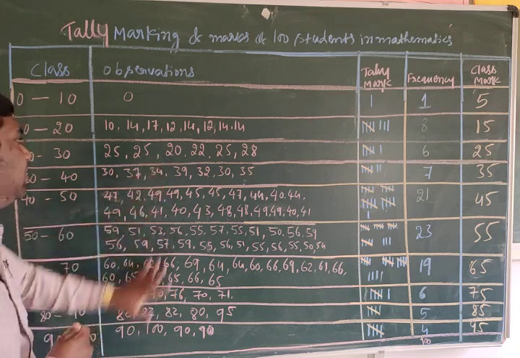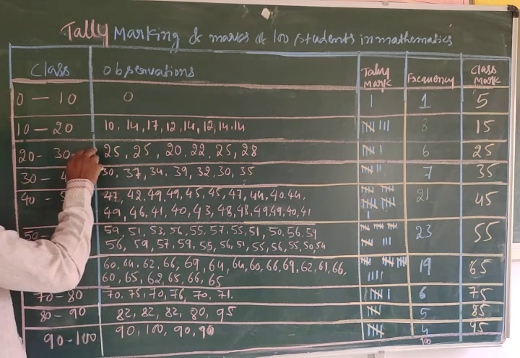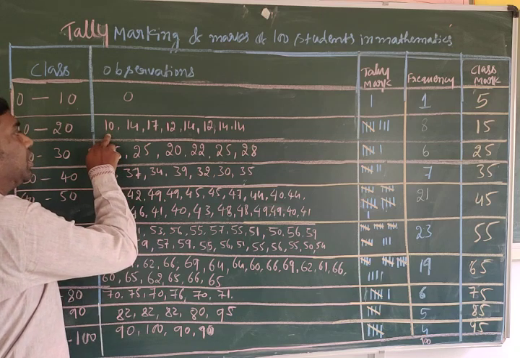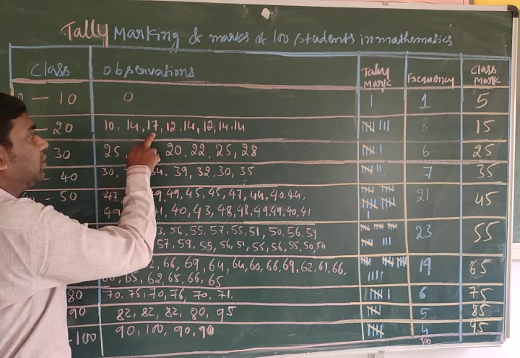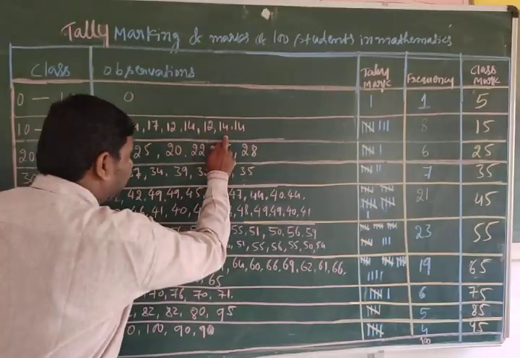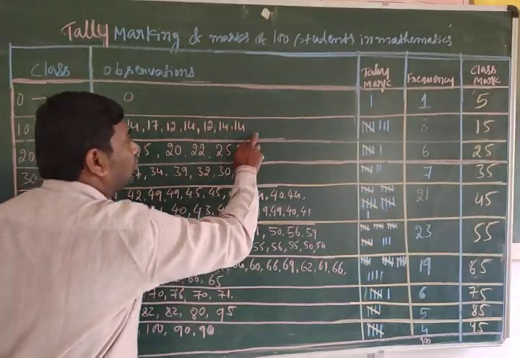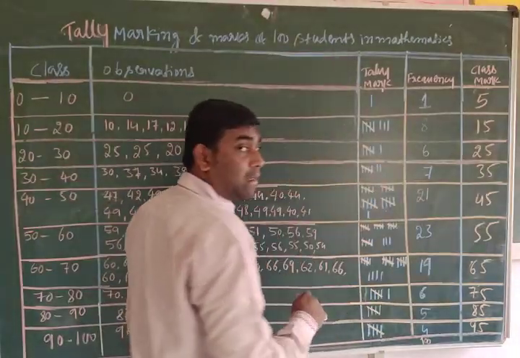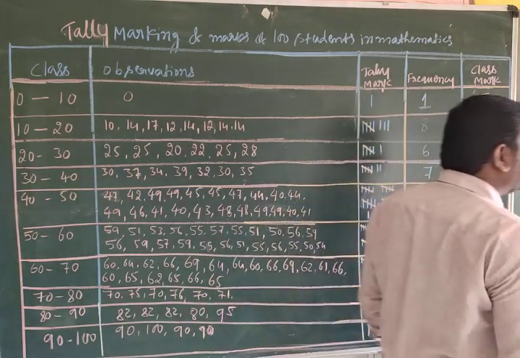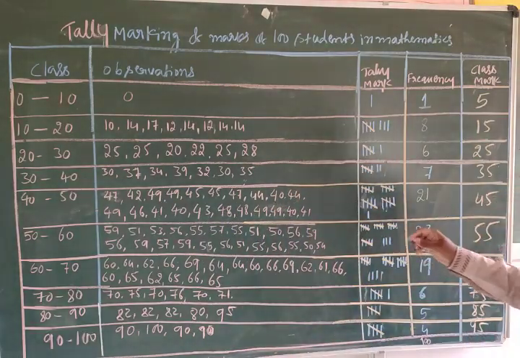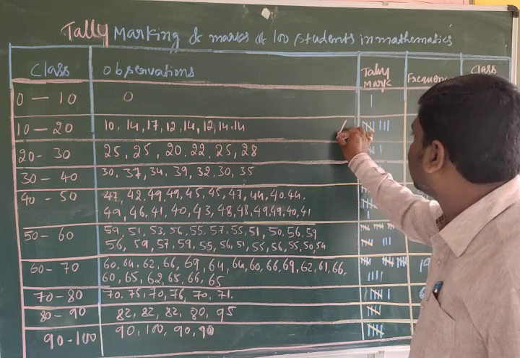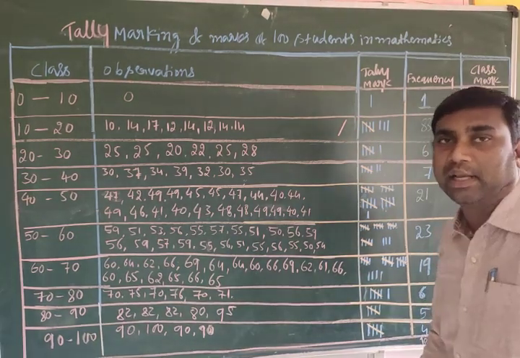Say 10 to 19, how many students got? A student 10, another student 14, another student 17, another student 12, another student 14, another student 12, another student 14, and again another student 14. Totally how many? 8. Okay, you can observe in the table. So this is the tally mark. What is the meaning of tally mark? Actually the tally mark comes like this only.